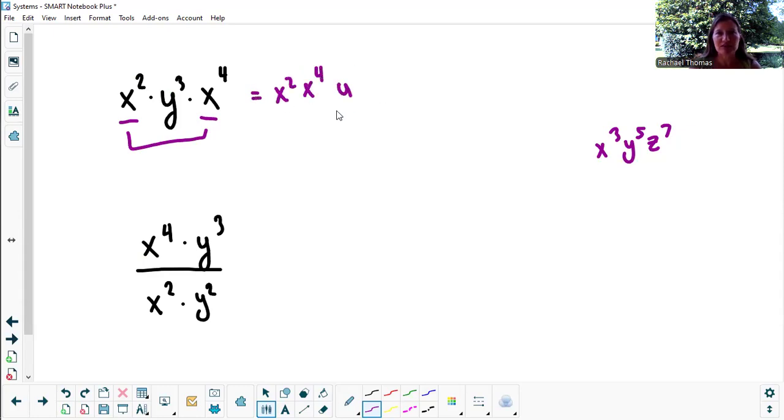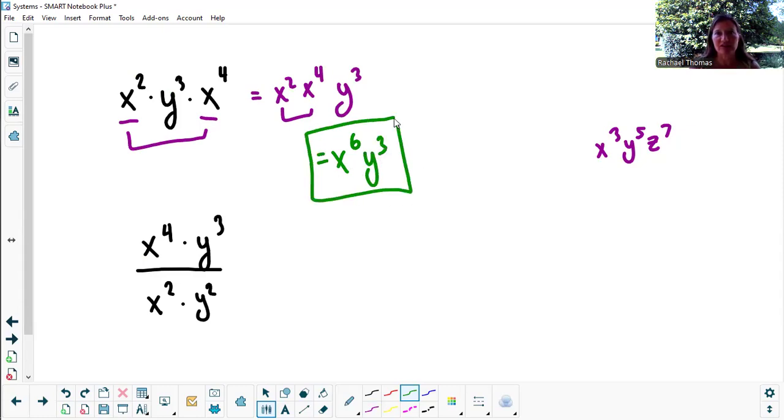Multiplication is commutative. That means that I can rearrange the terms however I want. And now I've got those next to each other. I'm going to remember that that's x to the sixth. 2 x's, 4 x's, 6 x's total. The y is just going to hang on there. And this is my final answer, x to the sixth, y to the third.